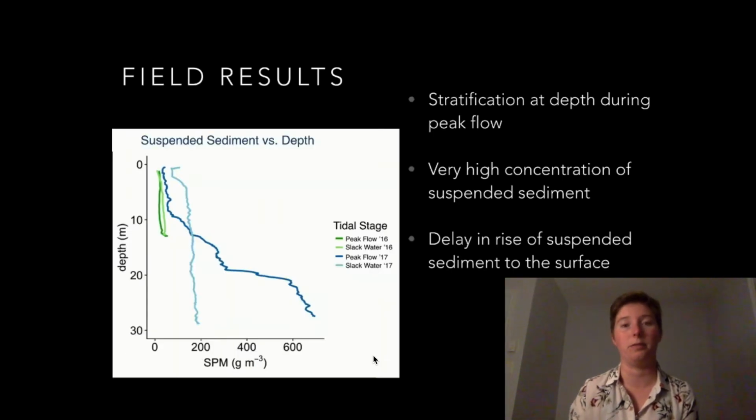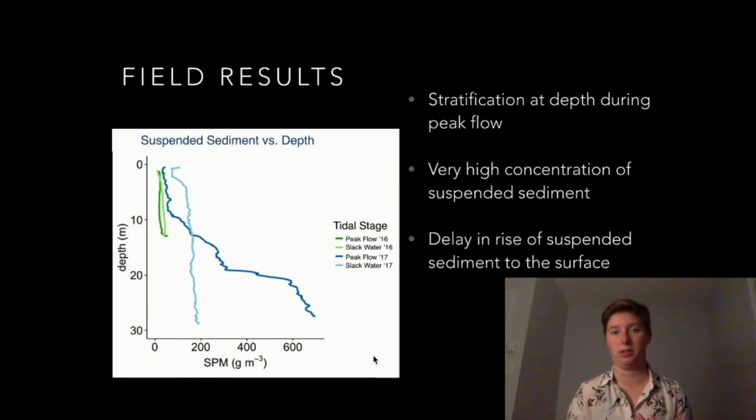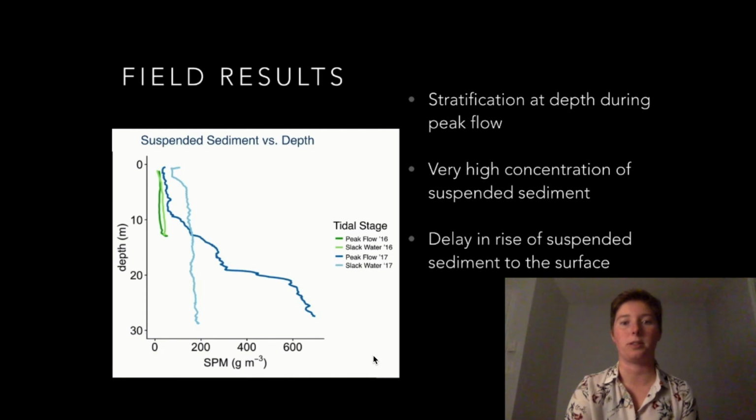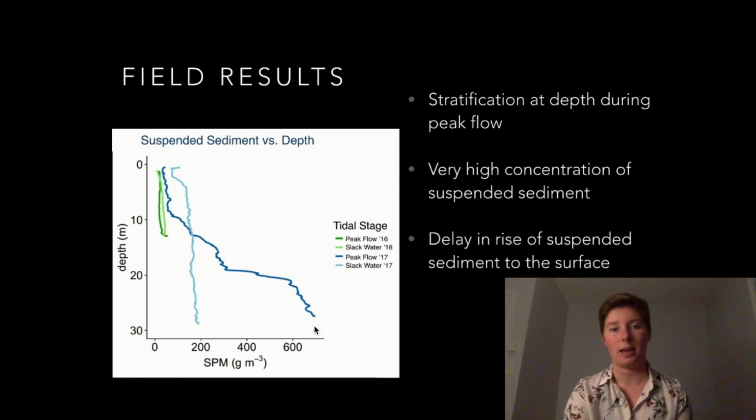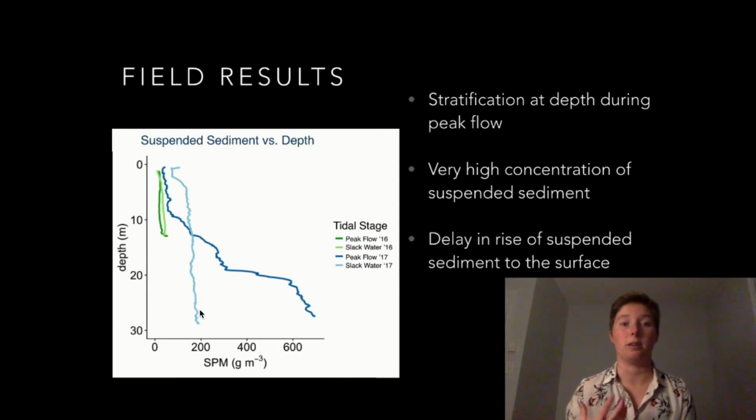Now, in the field, Paul and Tim were actually able to find some pretty promising results that really support this hypothesis. So I'm going to be focusing on this 2017 data that they got, which are these blue lines here, with this light blue line representing high slack water, so high tide, and this darker line representing the concentration of suspended sediment at peak flow times. And we can see at high slack water, there's a pretty level amount of suspended sediment throughout the water column, but when we're at a peak flow stage, when the water's moving really quickly, there's actually a huge amount of suspended sediment being picked up.